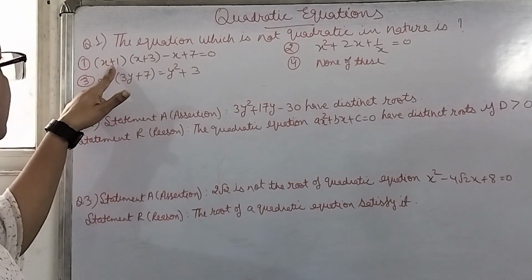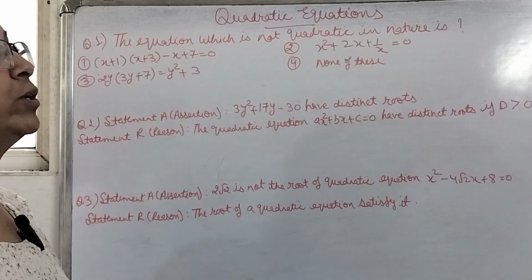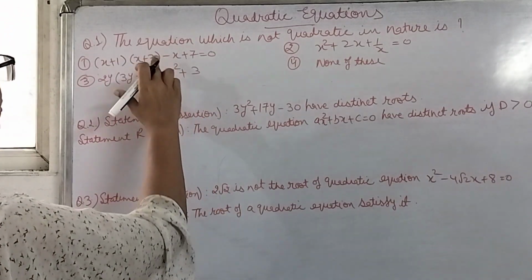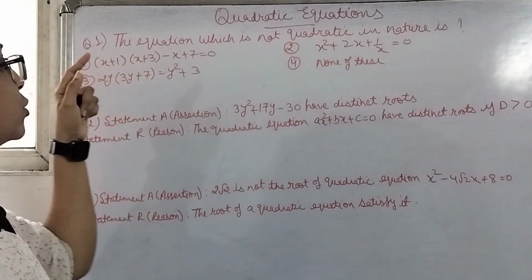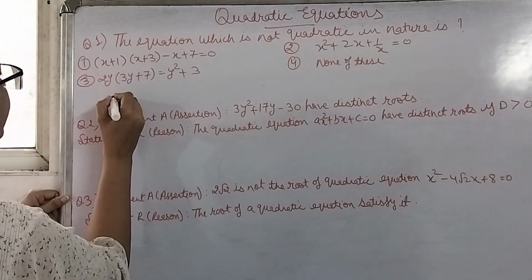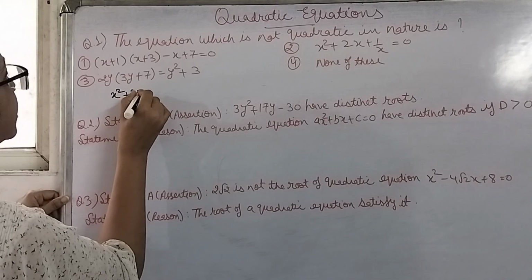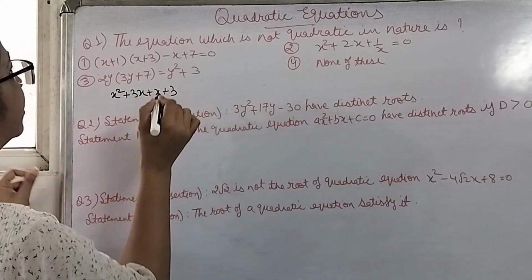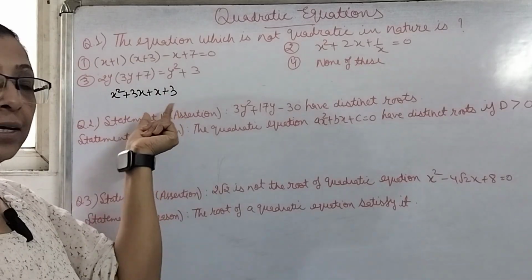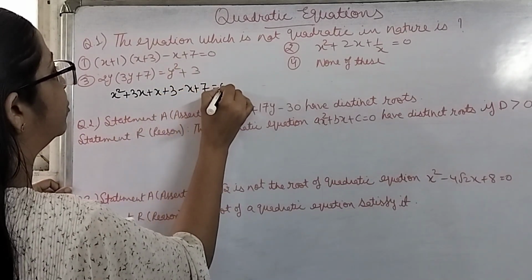It is (x plus 1) multiplied by (x plus 3) minus x plus 7 equivalent to 0. So if we are going to solve this equation, first of all we need to multiply these two brackets. So x multiplied by x will become x square, x multiplied by 3 will be 3x, 1 multiplied by x will be x and 1 multiplied by 3 will be 3. So this is the expansion of this bracket. It is minus x plus 7 equivalent to 0.